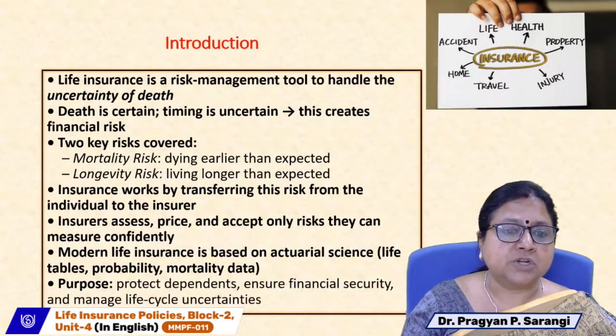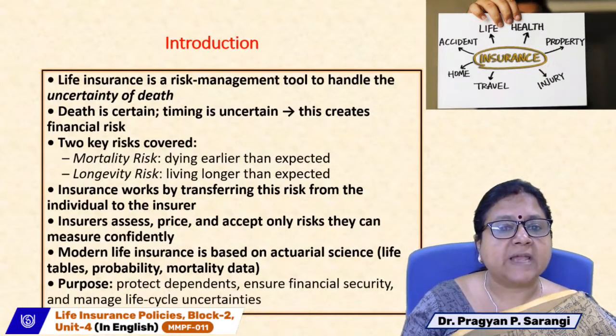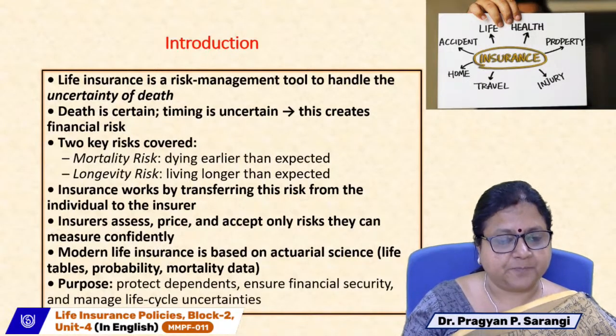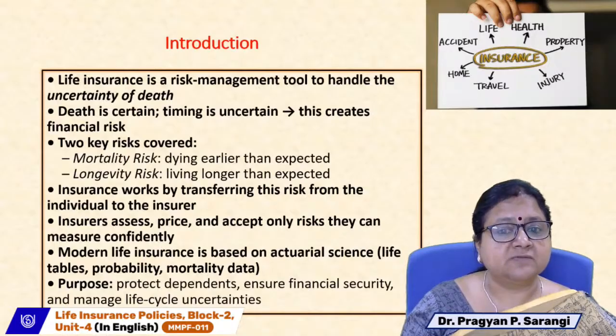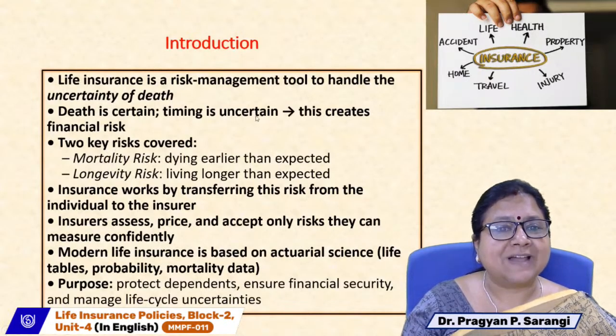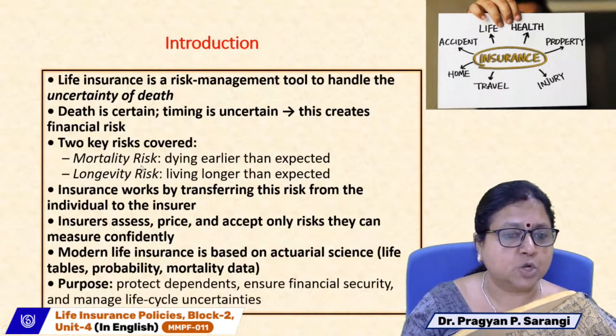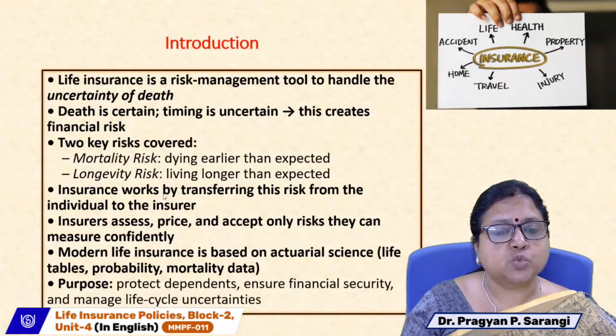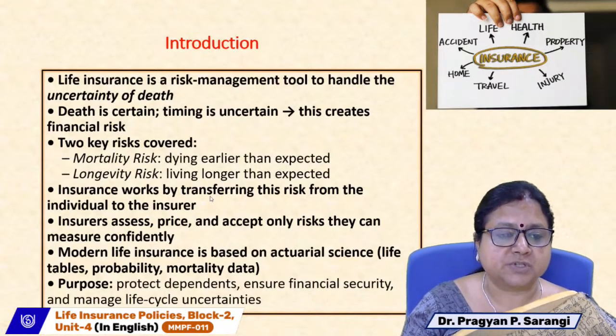One risk is the mortality risk, that is, a person dying earlier than his expected life. And the other risk also exists when he is still alive, but he is living for a much longer period of time than his expected life period. So in both cases, risk is prevailing. Life insurance policies cover both these types of risk, the mortality risk as well as the longevity risk. Insurance works by transferring this risk from the individual person to the insurer. The insurer is the company which covers the risk perceived by the individual person.